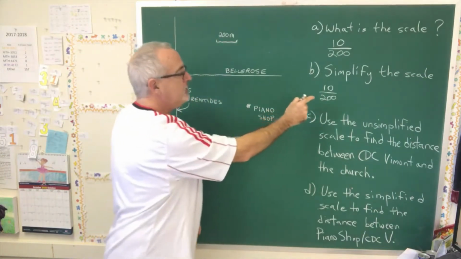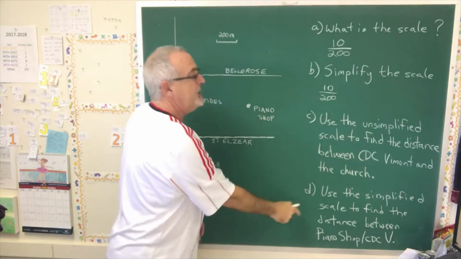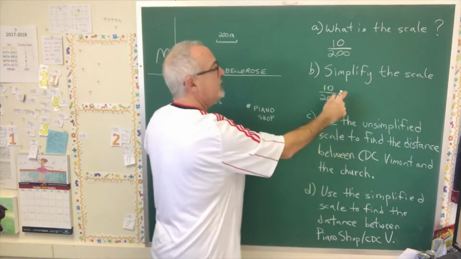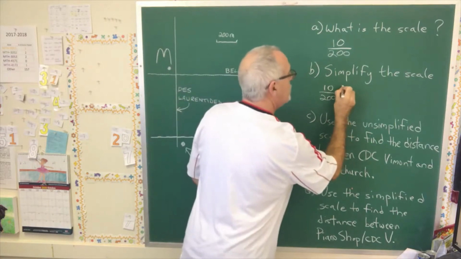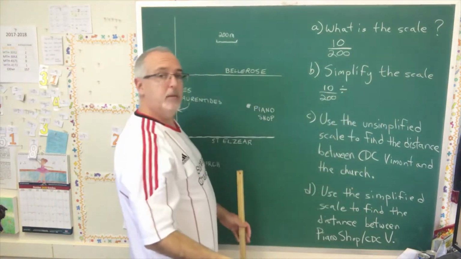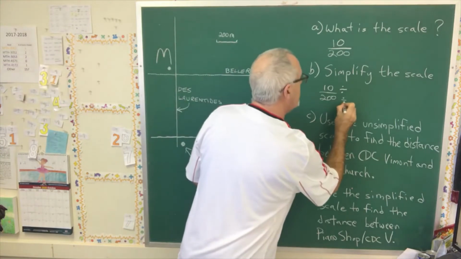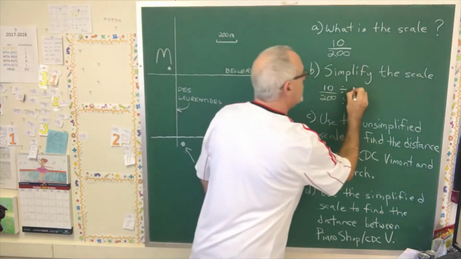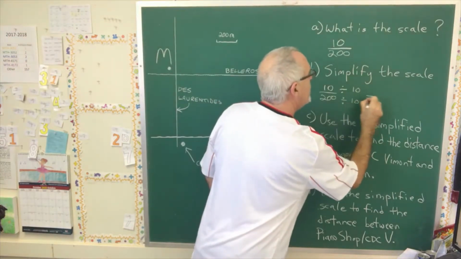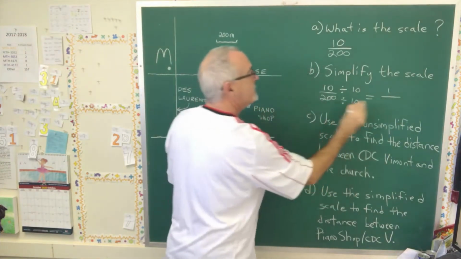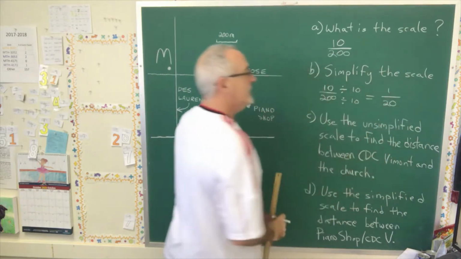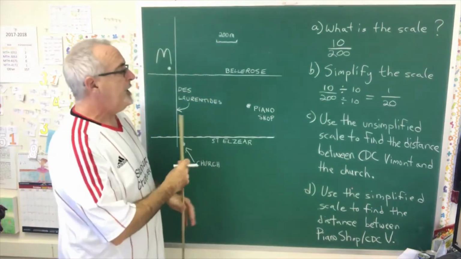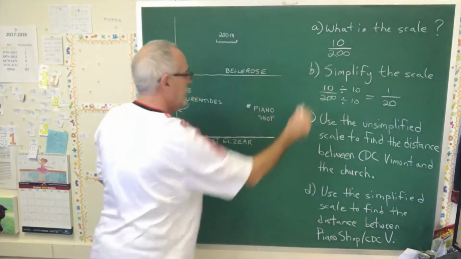And we're going to prove that when we answer C and D. Because for C, we're going to use this scale to answer the question, and for D, we're going to use the simplified scale. What I'm doing is I'm reducing a fraction. I'm dividing the top and the bottom by the greatest common factor of these two numbers. I'm going to divide the top and the bottom by 10. And that gives me 1 on the top, and it gives me 20 on the bottom. Still, the 1 is centimeters, and the 20 is meters. Now we're using the unsimplified scale, the 10 over 200.